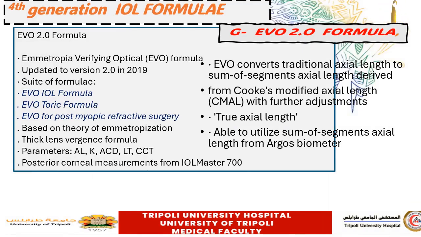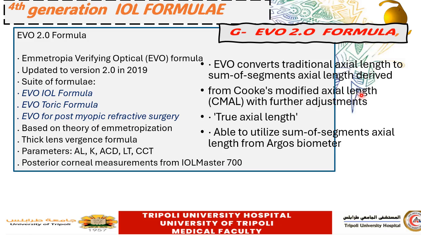The EVO formula in its latest version of 2019, which is version 2, has made the EVO formula into a suite of formulas: the EVO IOL formula for standard IOLs, the EVO toric formula for toric IOLs, and the EVO formula for post-LASIK ablation. And all use the same principle of emmetropization, the Vergence formula for thick lenses. And also the EVO utilizes a new concept of the segmented axial length, which is the true axial length, using what's known as the Cooke modification, abbreviated as CMAL.